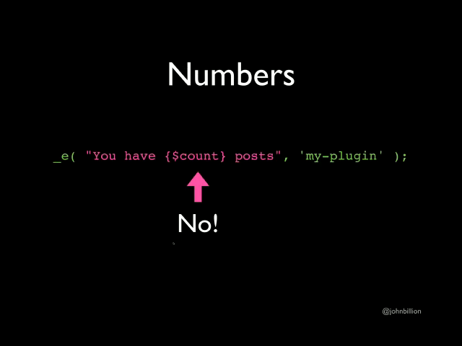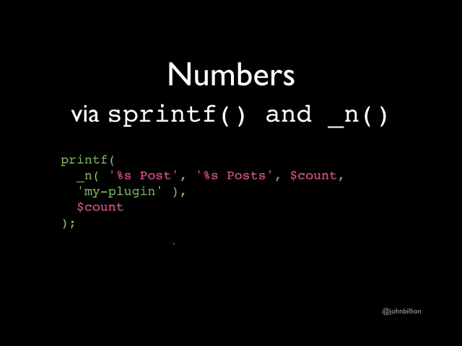Now, similarly, when you're working with numbers, you can't just do this. You can't just put a variable into the string. The main problem here, of course, is that the number could potentially vary. It could be a singular form, it could be a plural form. So this sentence not only needs to be translatable, but also needs to vary depending on the value of the number. So let's see how we deal with that.